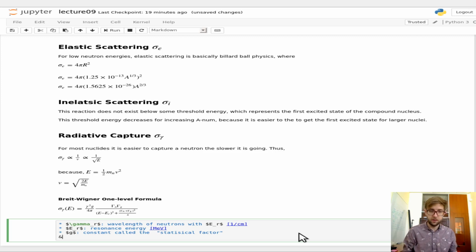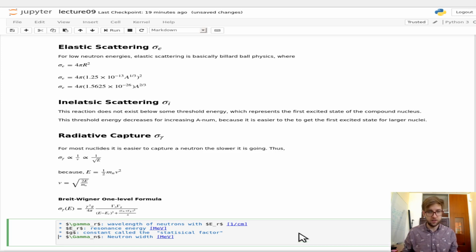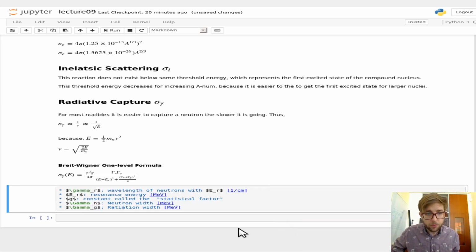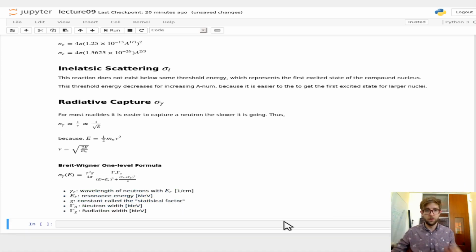And as we said before, there's a couple other pseudo constants for any particular resonance. Gamma sub n is the neutron width, measured in units of energy, and gamma sub g is the radiation width, also in units of energy. Okay?